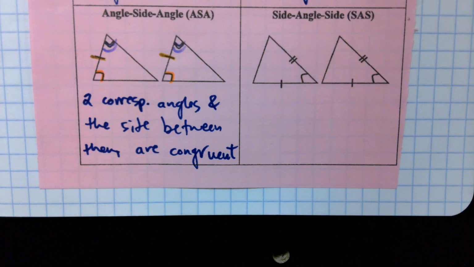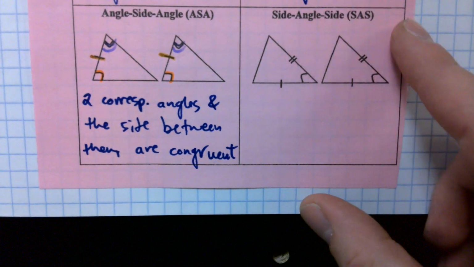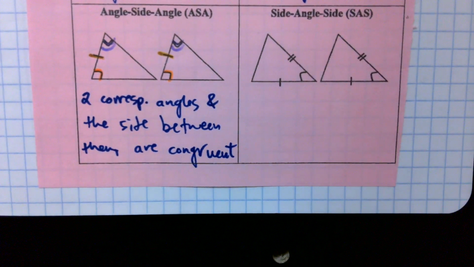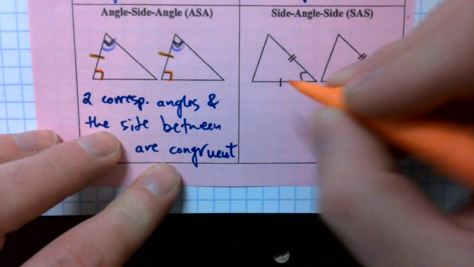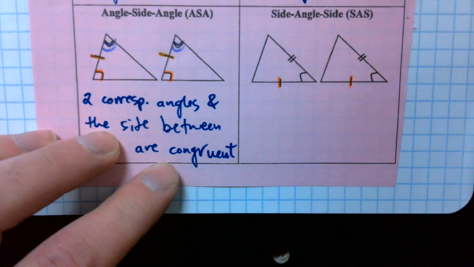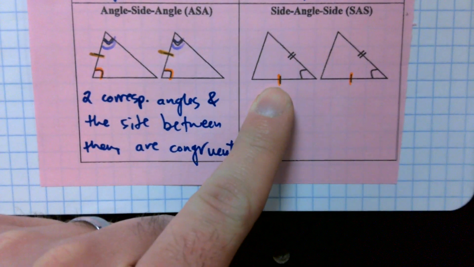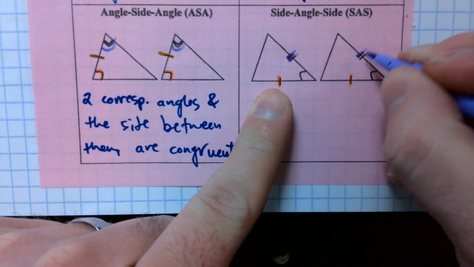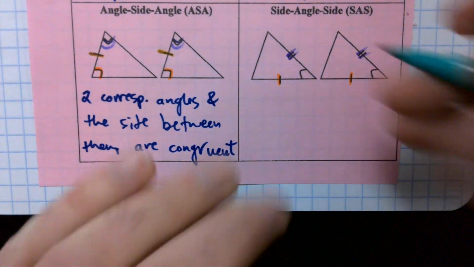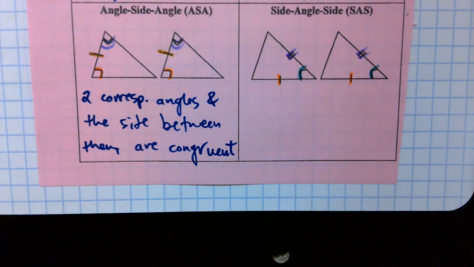And finally, we have side, angle, side. Everybody say side, angle, side. What's my abbreviation for side, angle, side? SAS. So this shows me I've got two sides that are congruent, my bottom sides here and my little top sides over there. And the angle between those two sides is congruent.